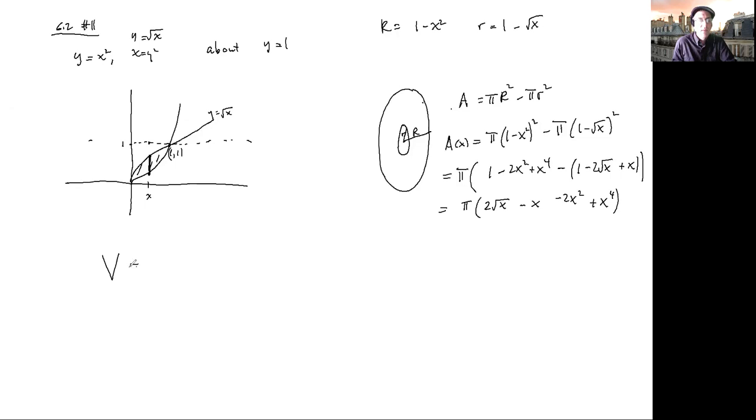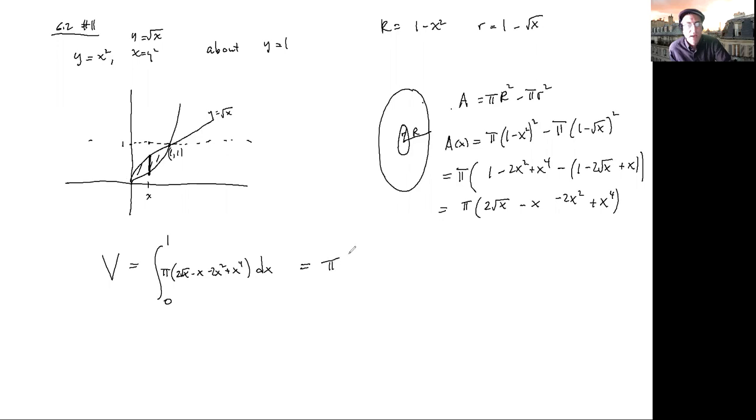So the volume is going to be given, well, we're integrating over x, so there's a dx here. And x is going from 0 to 1 in the picture. And it's pi times this expression, twice square root of x minus twice x squared plus x to the fourth, dx. Okay, so now we can just integrate this.